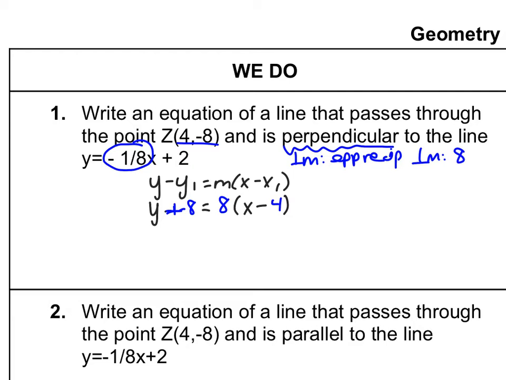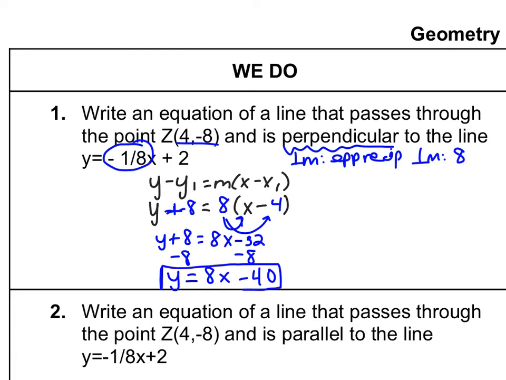I'm going to go ahead and change this double negative into a positive. To get this into slope intercept, remember we have to distribute, giving us y plus 8 equals 8x minus 32. And then last step, get our y by itself, making our equation y equals 8x minus 40. Okay, so this line, if we were to graph it in a calculator or on Desmos, these two lines would be perpendicular to one another. Okay, moving to number 3.